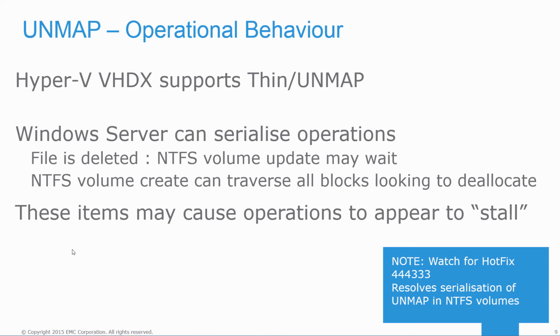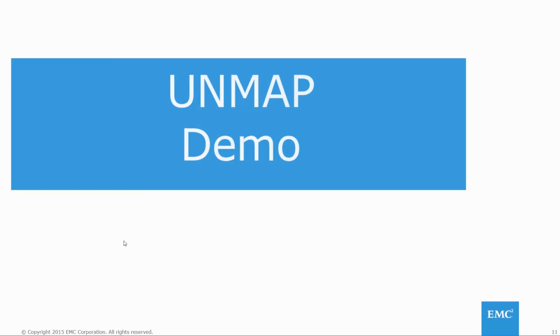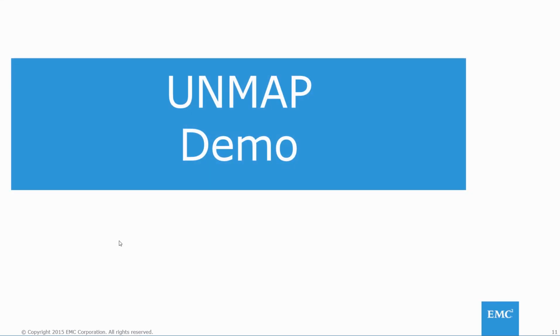So for example, if I deleted a VM or even deleted a file from within a VM running under Windows Hyper-V, unmap will work again automatically. So that's very, very beneficial because the entire process is automated. Okay, so let's jump into the demo. Let's see how it works in real time.